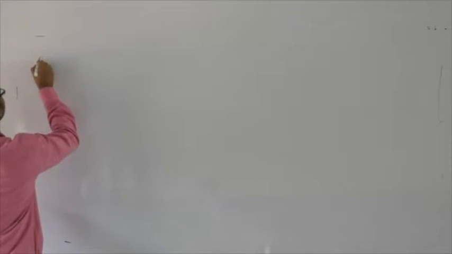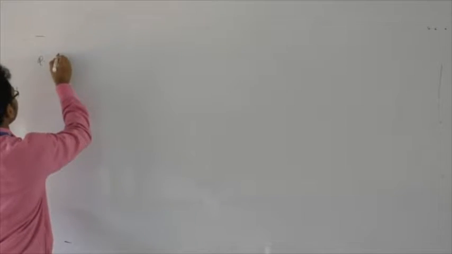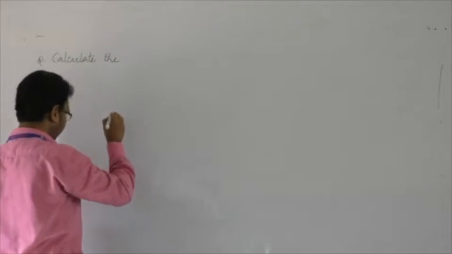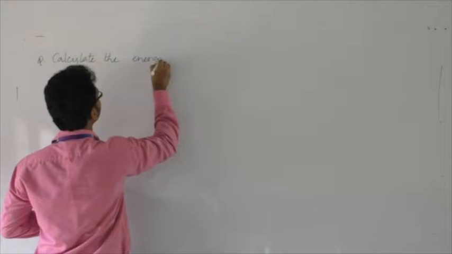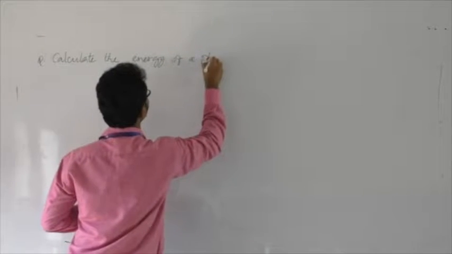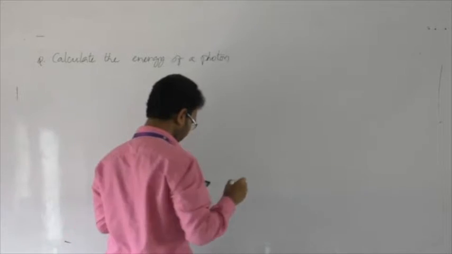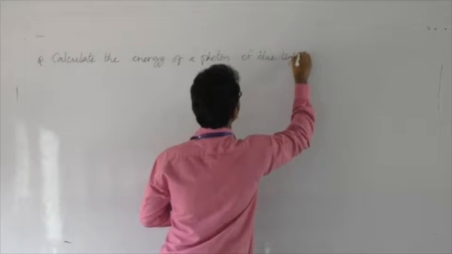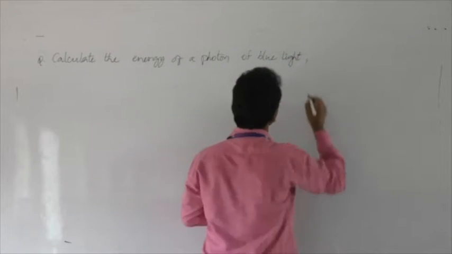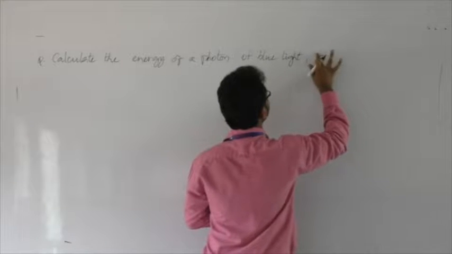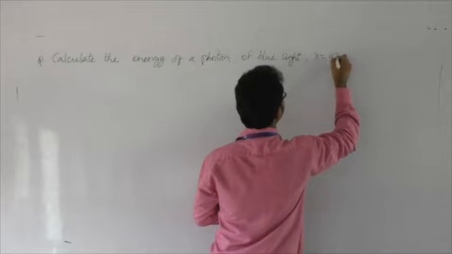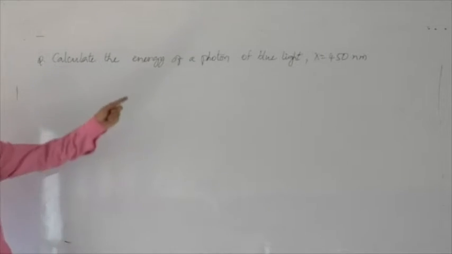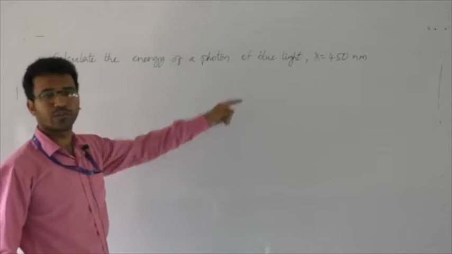First question is very easy, the basic question. Calculate the energy of a photon of blue light whose wavelength lambda is 450 nanometers in air. So we are supposed to find the energy of the photon whose wavelength is given as 450 nanometers.